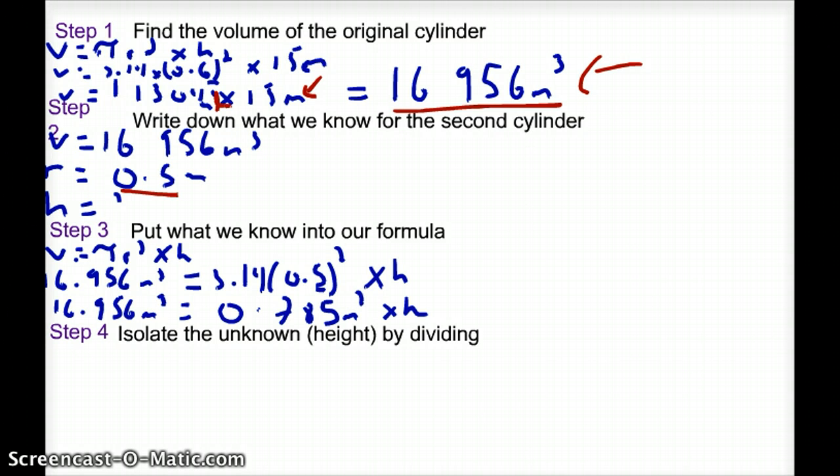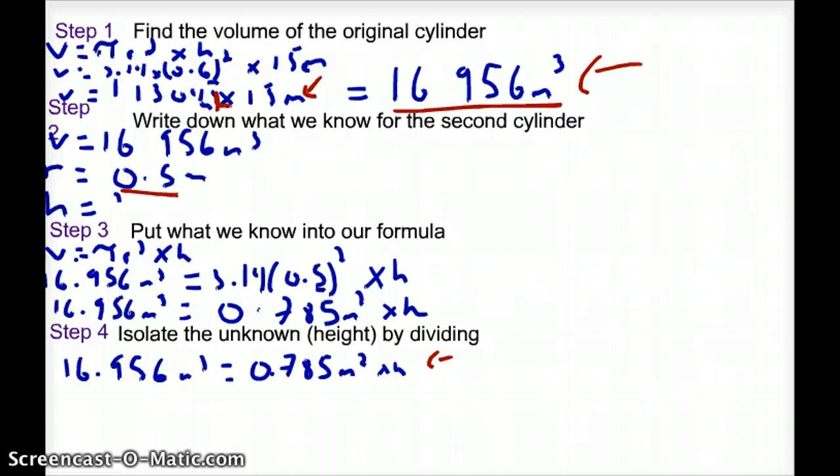And step 4 says we've got to isolate the unknown, which is our height, by dividing. So when we write this back down again, I've got 16.956 meters cubed equals 0.785 meters squared times height. Right now, this height is attached to this 0.785. We can't just move it. We've got to do the opposite operation. In this case, the height is being multiplied, so to get rid of it, just like earlier on in the year, we've got to divide.